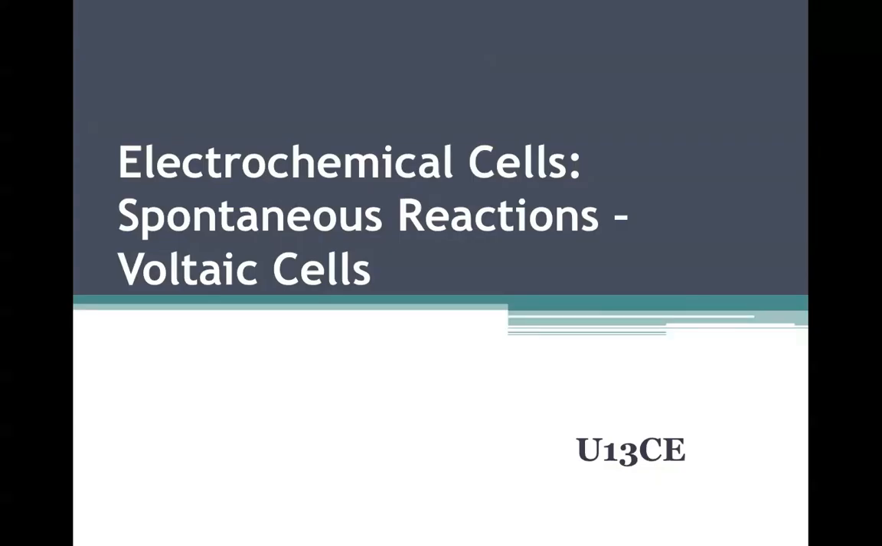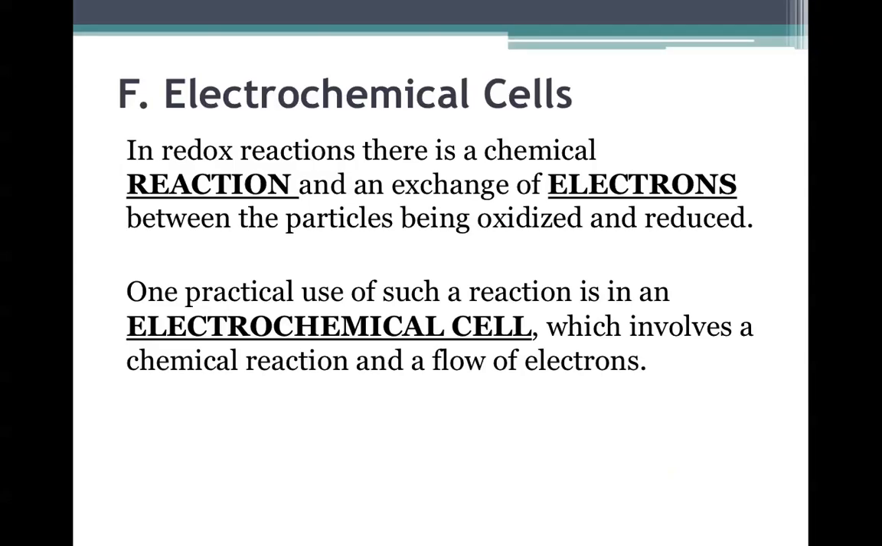All right, in the next few concepts, we're going to be focusing on something called electrochemical cells. Today we're going to focus on the ones that have spontaneous reactions involved, which are referred to as voltaic cells. In redox reactions, we know there is a chemical reaction taking place in exchange of electrons between particles that are being oxidized and reduced. A practical use of this, so how we can apply this, is something called an electrochemical cell.